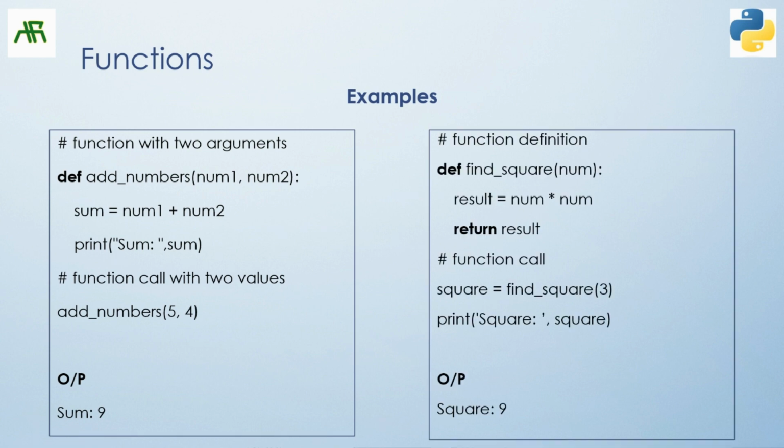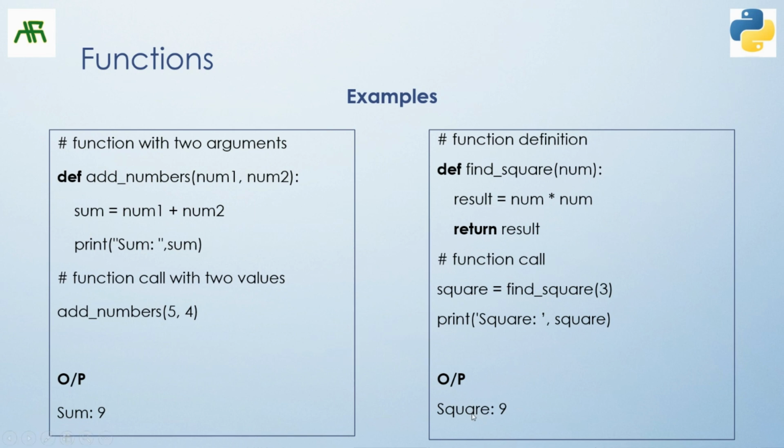Now if I have to do another addition, for example, add 10 and 20 or any two numbers, I don't have to write or declare number1, number2, add again and print again. All I have to do is call the add_numbers function with the two parameters and just execute it. I'll get the result accordingly. The next example is something similar.